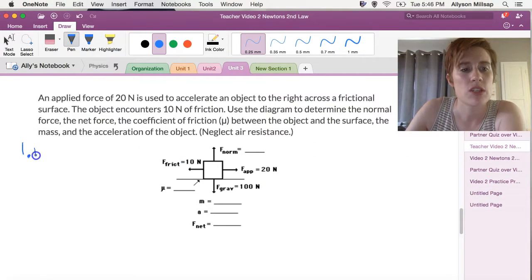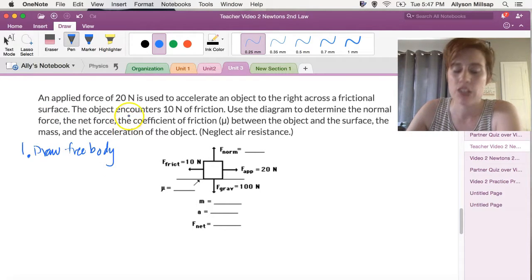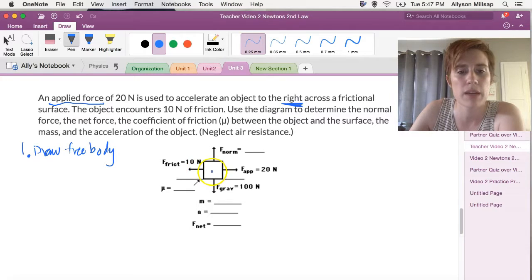The first step you need to do is draw the free body diagram of what's happening. So ignore numbers right now. I just want you to write down all the forces that are happening. Here it says an applied force is used to accelerate an object to the right. So the applied force is to the right. So here's my free body diagram. I drew an arrow that shows my applied force right here.